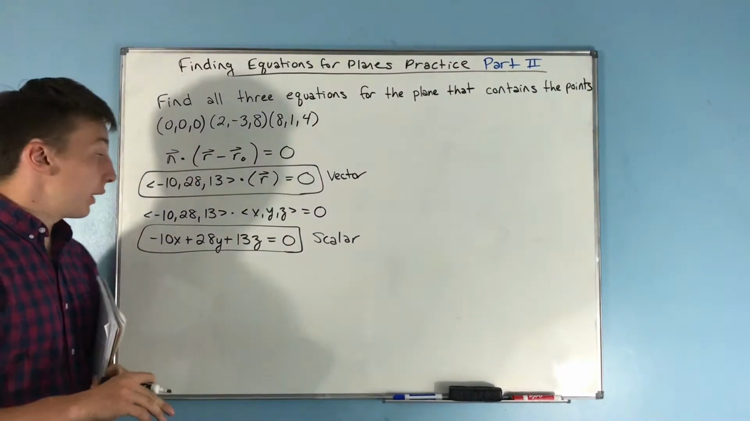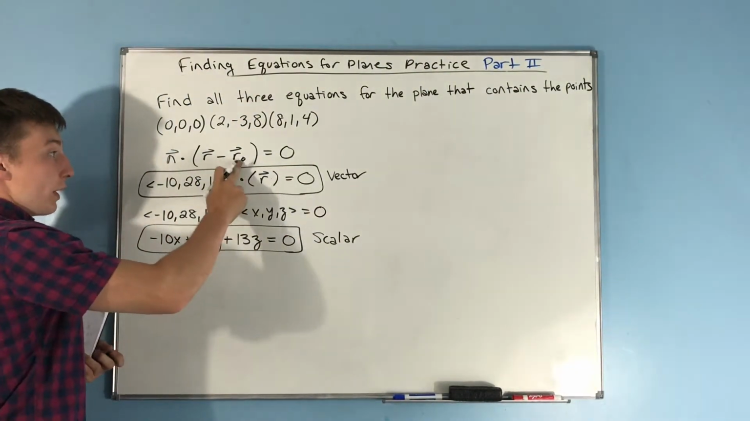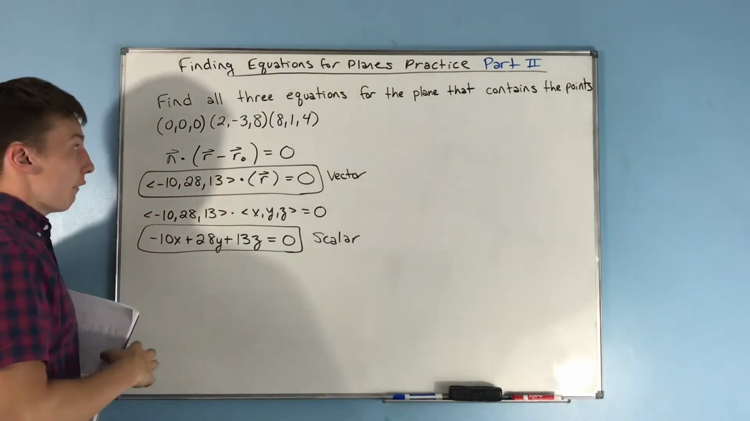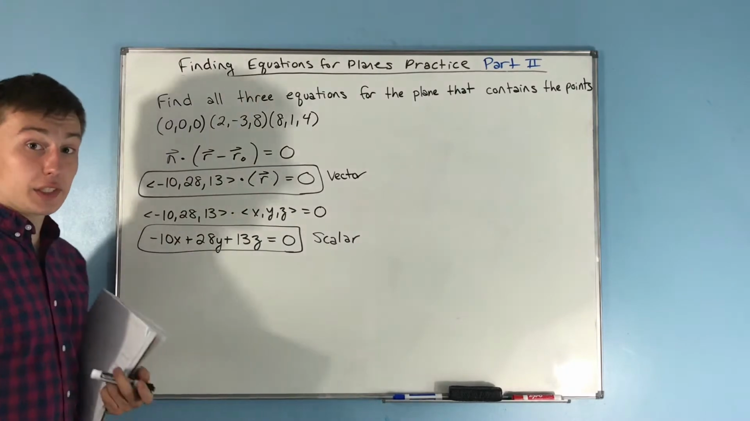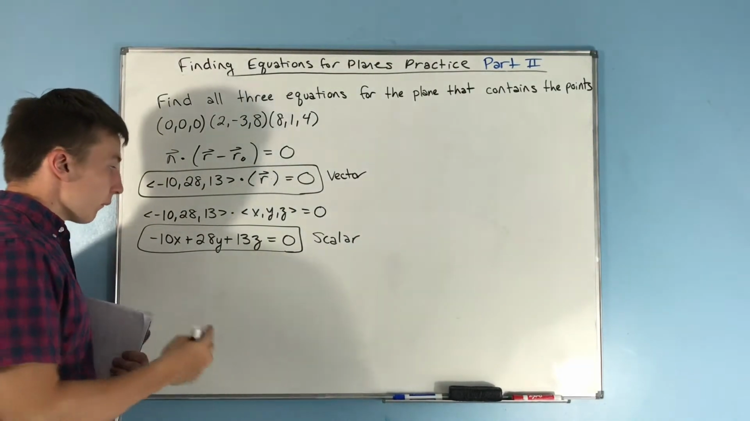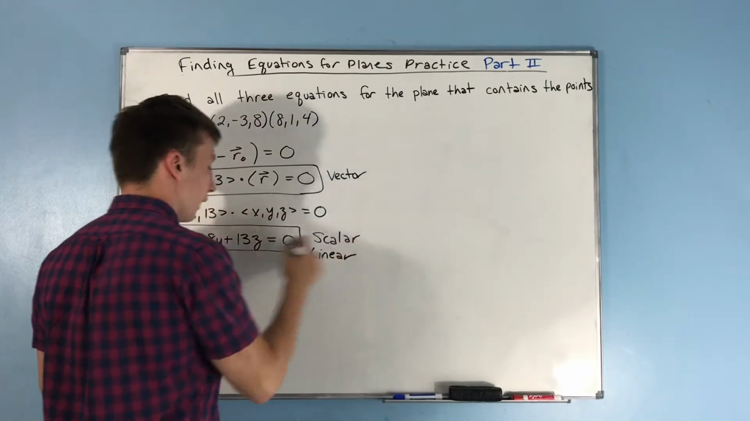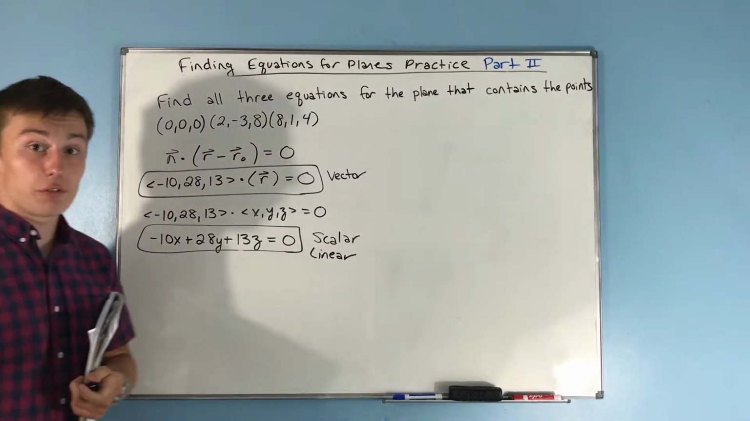Now, one thing to note here, because we were able to plug in something nice for our r naught vector, which was the zero vector basically, this is also our linear equation. There's nothing to distribute here to clean this up anymore. It's already in its final form.